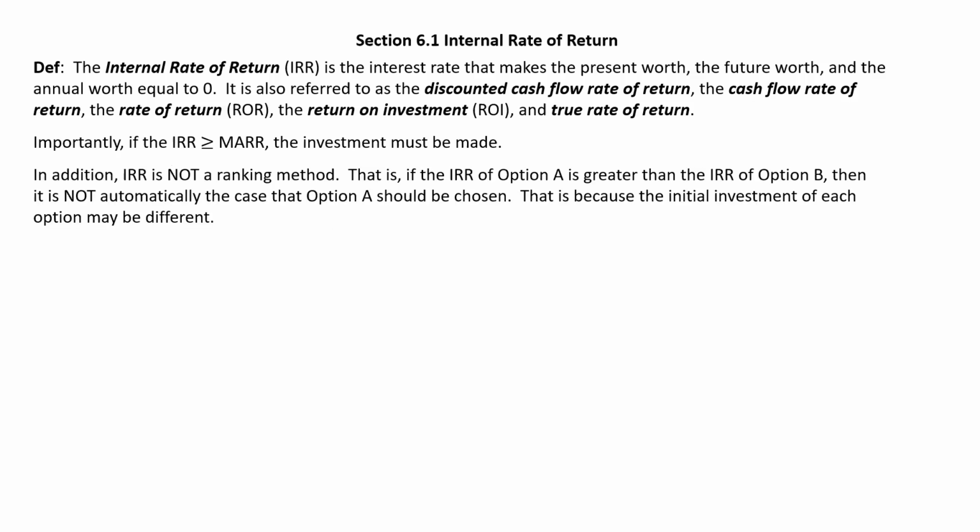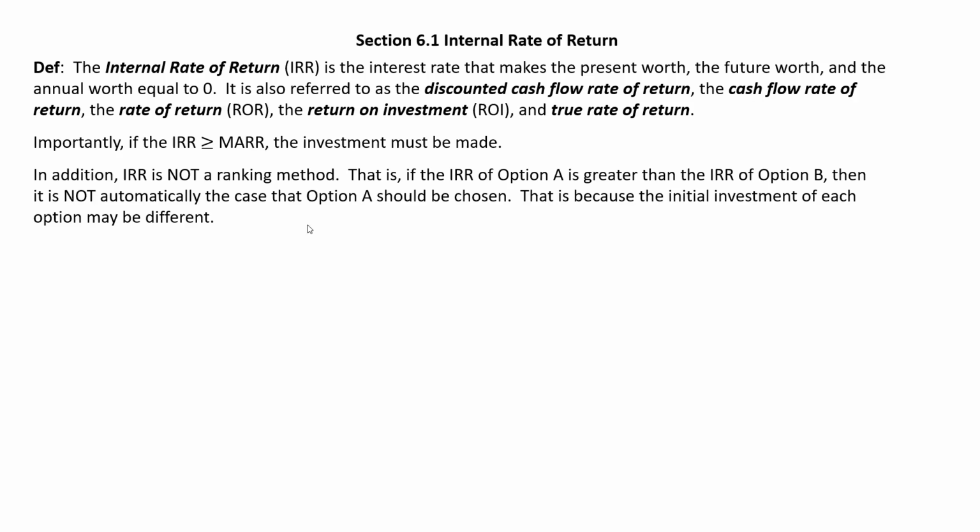In addition, IRR is not a ranking method. That is, if the IRR of option A is greater than IRR of option B, then it is not automatically the case that option A should be chosen. Why not? The internal rate of return is bigger for option A, so why shouldn't I pick it over B? That's because the initial investment of each option may be different. What does it mean? Check this out.